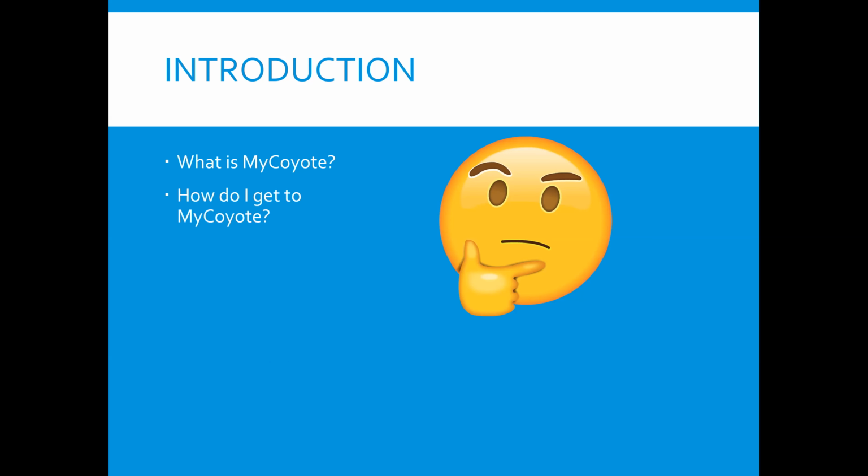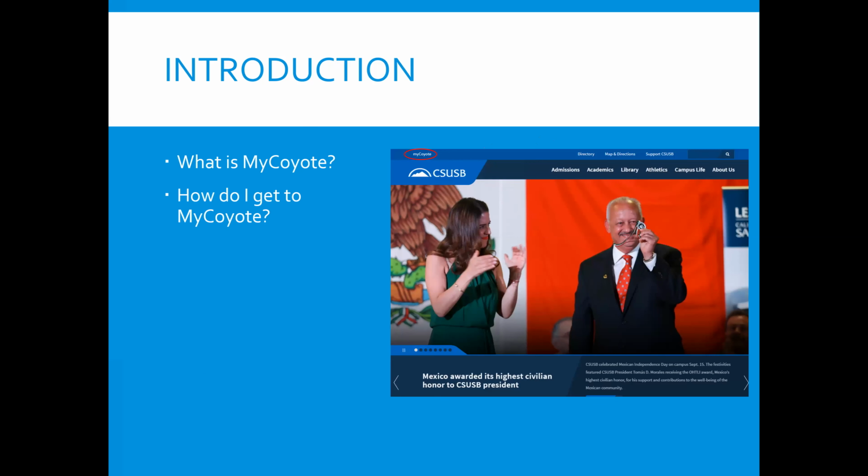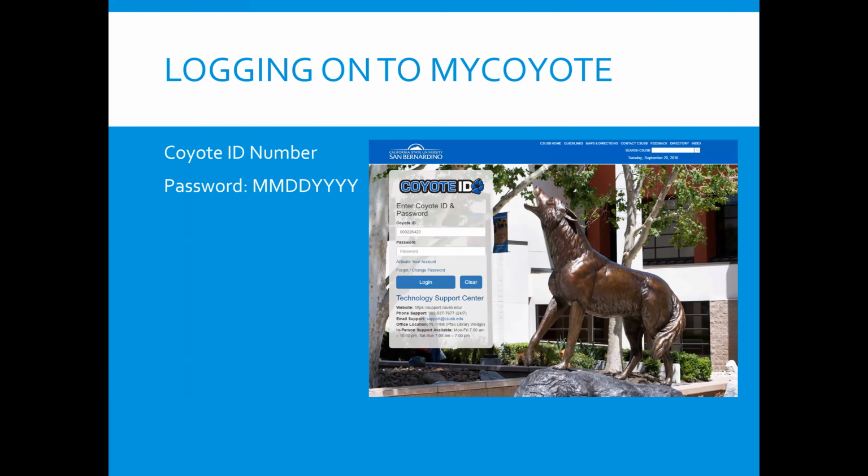How do I get to MyCoyote? That's an excellent question. In order to log in, you want to visit the homepage of CSUSB and you want to go into the top tab that says MyCoyote. When you're logging in for the first time, you want to put your Coyote ID number and your password will be your date of birth, the month, the day, and all 4 digits of your year.